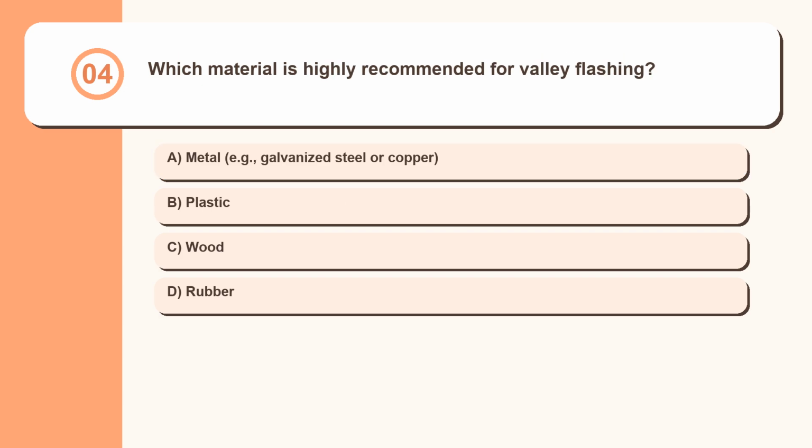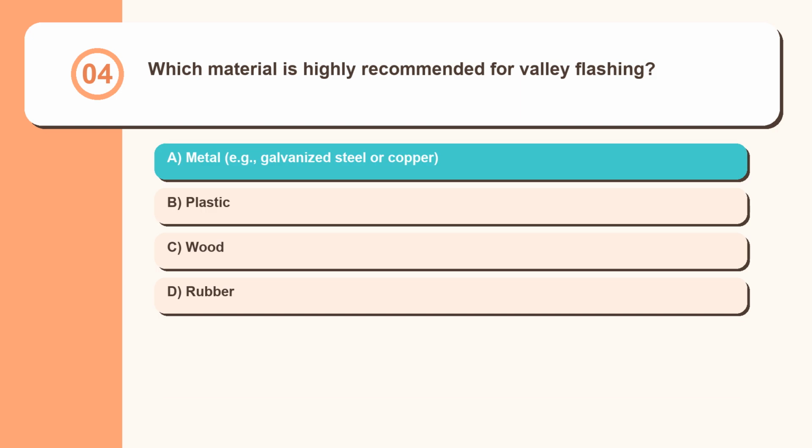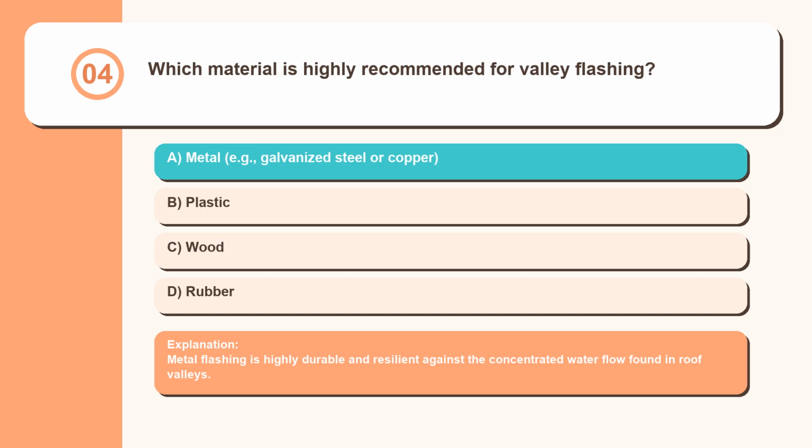Question 4. Which material is highly recommended for valley flashing? Metal, for example galvanized steel or copper. Plastic, wood, rubber. Metal flashing is highly durable and resilient against the concentrated water flow found in roof valleys.